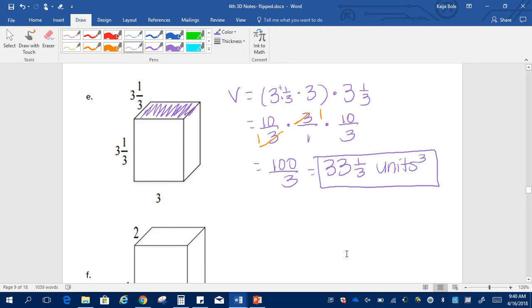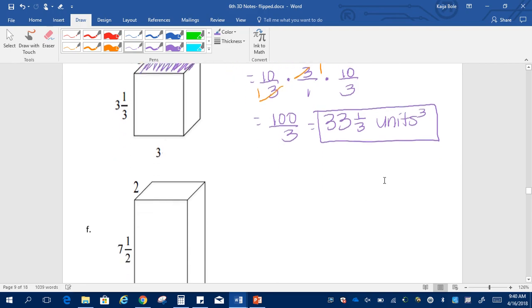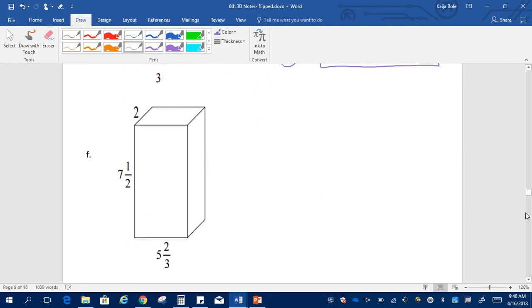Alright. Part F here at the bottom of the page. Again, we're going to do the same thing. I'm going to shade in our base. It's going to be kind of this top part here. So the volume is the area of the base, which is 2 times 5 2/3 times the height, which is 7 1/2. So we make all of these into fractions or improper fractions.